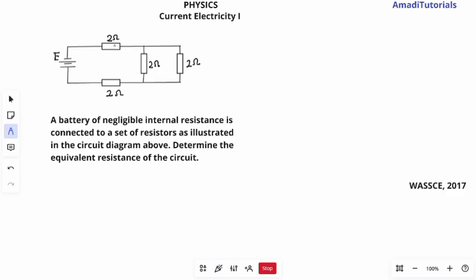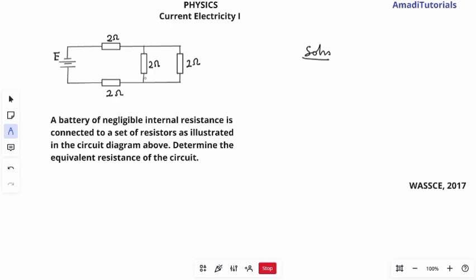So how many resistors do we have here? 1, 2, 3, 4. So if we are to do this now, first we are going to identify the series and parallel connections so that we know the right mathematical expressions to use.